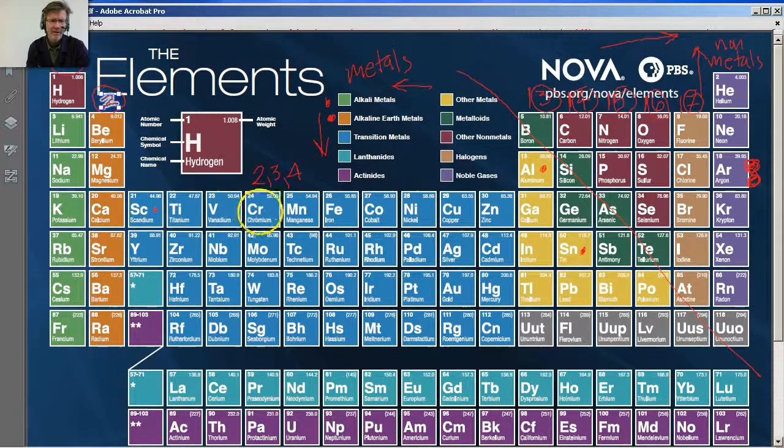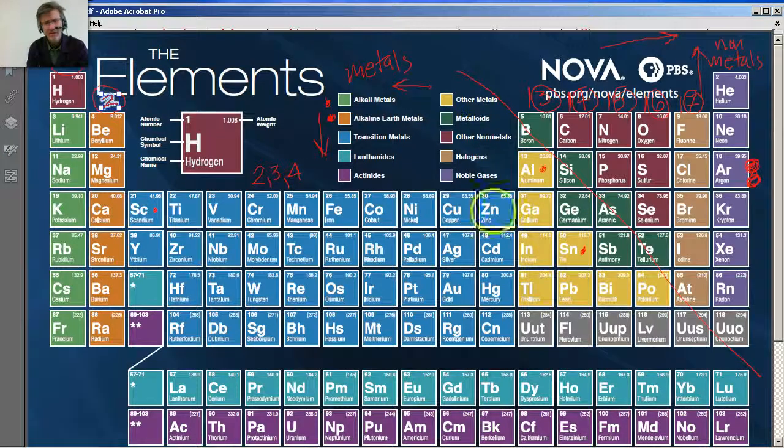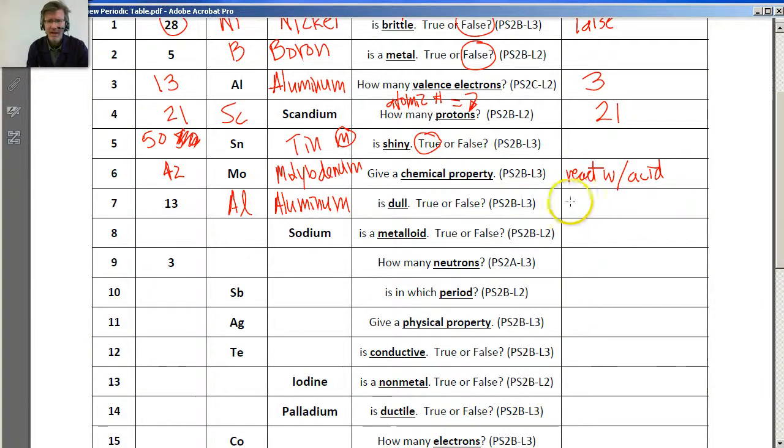Number 7. All right. Number 13 is aluminum again. So Al, I apologize for these ones that were on here twice. Aluminum. You tell me now, is aluminum a metal or a non-metal while I'm writing this? It's a metal. It's below this line, right? So aluminum is not dull. False. It's shiny.